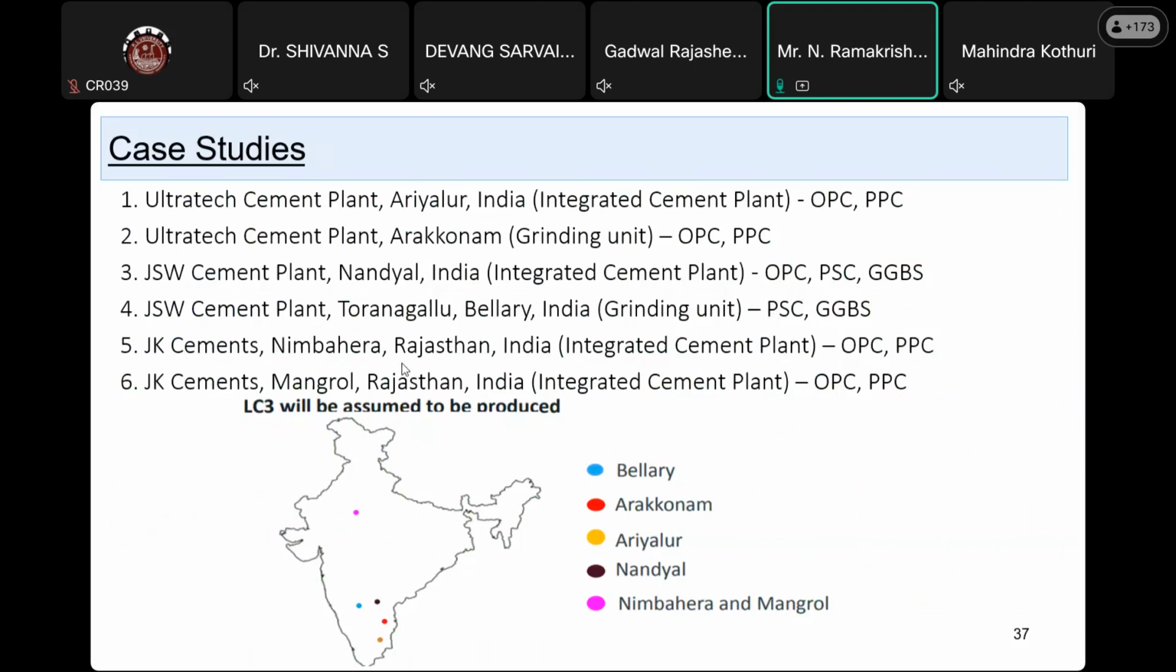And for JK Cement, Rajasthan is one of the limestone-rich belts we discussed earlier. Nimbahera and Mangrol in Rajasthan are both integrated cement plants, where PPC and OPC cements are manufactured.